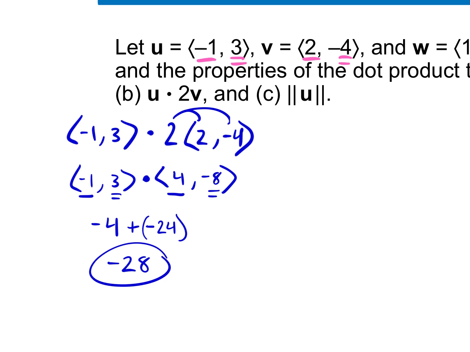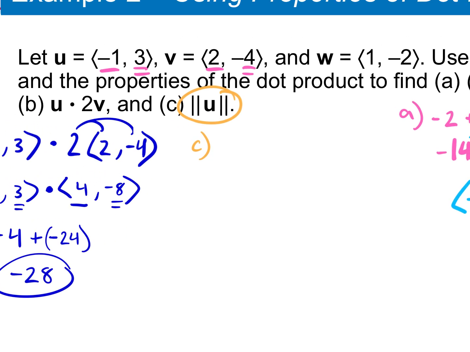Let's look at letter C. What do those 2 bars mean? What's C asking us to do? Olivia. Find the magnitude. This means to find the magnitude. So we're finding the magnitude of vector u. So our magnitude is the square root of the first number squared plus the second number squared. So negative 1 squared plus 3 squared. So the square root of 1 plus 9, which would be the square root of 10. This is the magnitude of u.